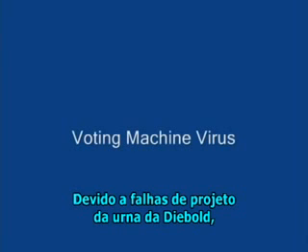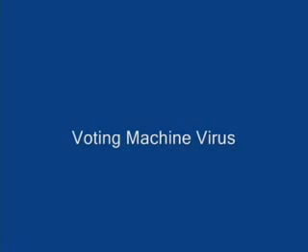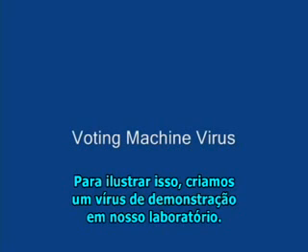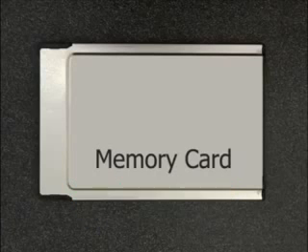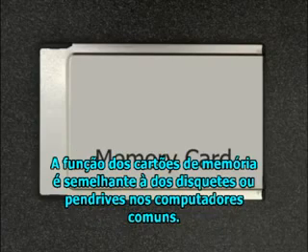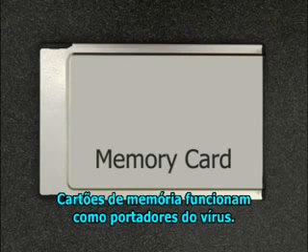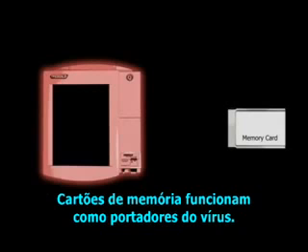Due to design flaws in the Diebold AccuVote TS voting machine, it is possible to construct a computer virus that infects these machines and spreads automatically from one machine to many others. To illustrate this, we have constructed a demonstration virus in our lab. The machines use removable memory cards to distribute software updates and store the results of elections. The memory cards function similarly to floppy disks or thumb drives on ordinary PCs.